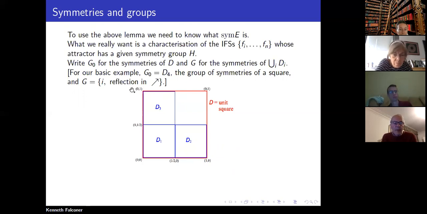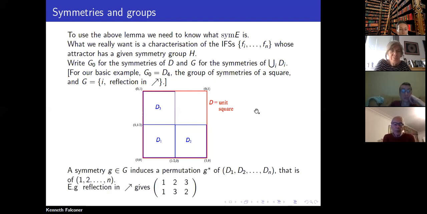So I've got my large domain D, which has some symmetries. I'm going to write G0 for the symmetry group of D, and I'm going to write G for the symmetries of the union of these other regions. I said I wanted to retain some of the symmetries of the whole region with the union of the smaller regions. So in this basic example, G0 is D4, the group of symmetries of the square, a group of order 8, and G I'm going to take to be the two-element group consisting of the identity and the reflection in the leading diagonal. That's the group of symmetries of the union of these three squares: the identity, or it'll map to itself if you reflect in the leading diagonal.